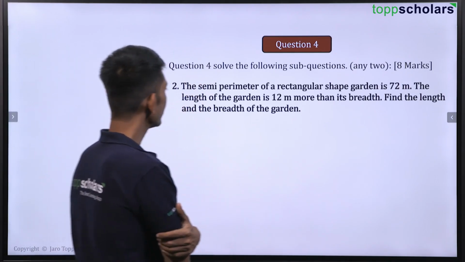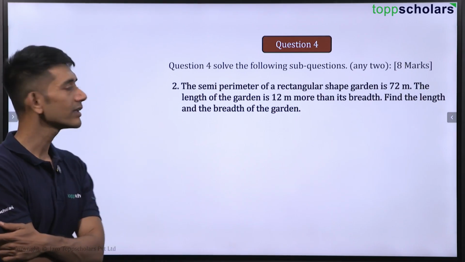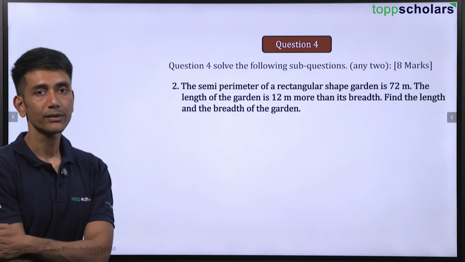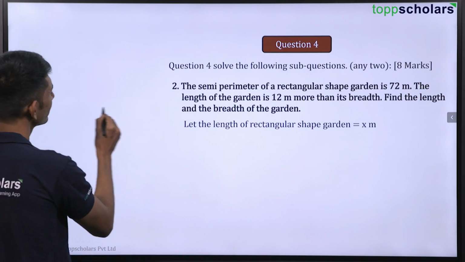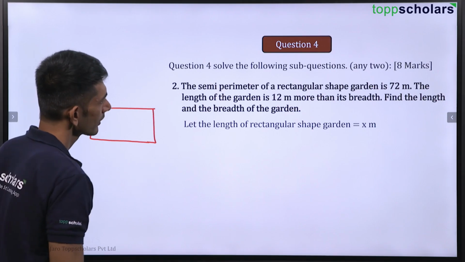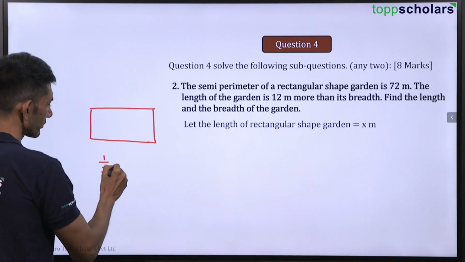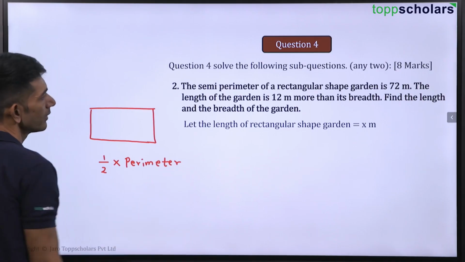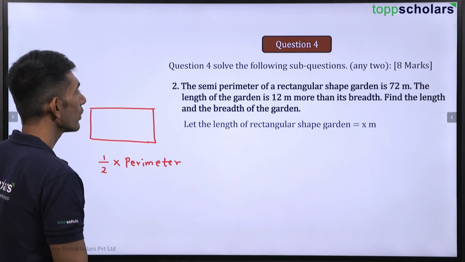So let's have a look at a new question now. It says the semi-perimeter of a rectangular shaped garden is 72 meters. The length of the garden is 12 meters more than its breadth. Find the length and the breadth of the garden. So we are supposed to find out the length as well as the breadth of the garden. Let's try to analyze this with the help of a figure. So there is a rectangle and the semi-perimeter, that is half of perimeter, correct? Is 72 meters.